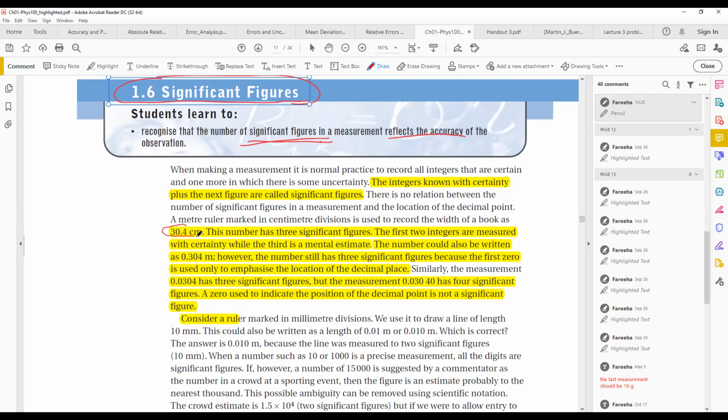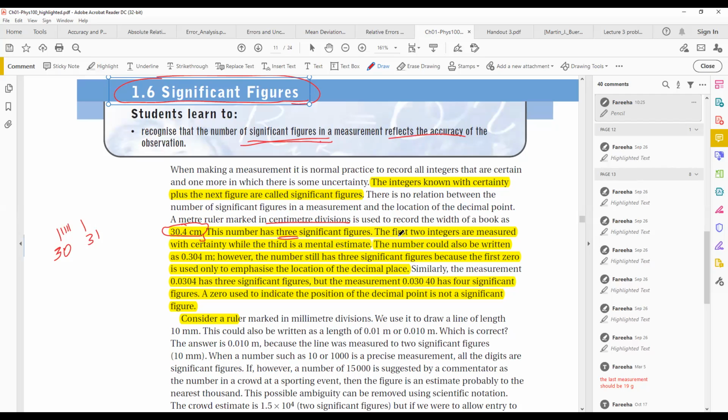This is an example. 30.4 centimeters, suppose, is a measurement that you measured with a meter ruler. You know that a normal ruler, or a meter ruler that you have in the lab, has divisions marked in centimeters. Suppose you measured something between 30 and 31, and then you have small divisions inside and they were 4, and then your answer was 30.4 centimeters. So the number of significant figures in this example is 3.